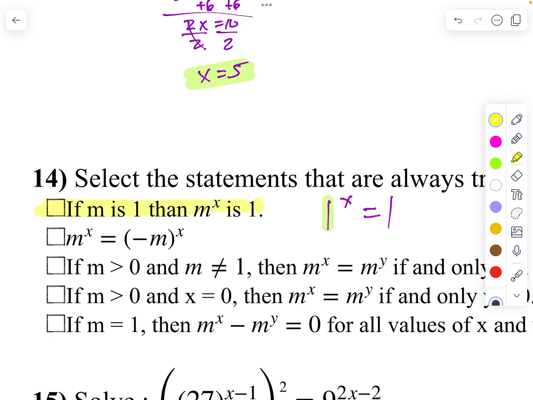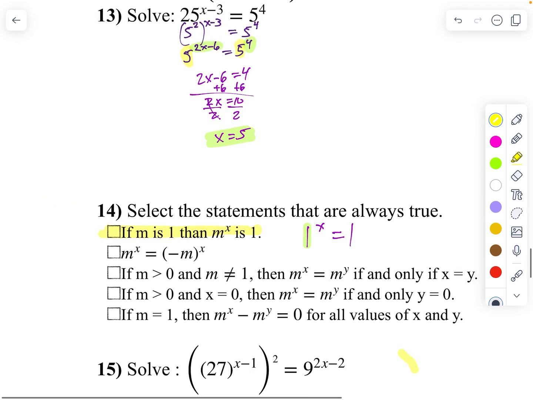M to the x equals negative m to the x. That's not true, because if x was odd, that won't be true. Now, if m is bigger than 0, and m does not equal 1, then m to the x equals m to the y if and only if x equals y. Well, that seems like that should be true, shouldn't it? We might come back to that later on, but yes, that's going to be true.